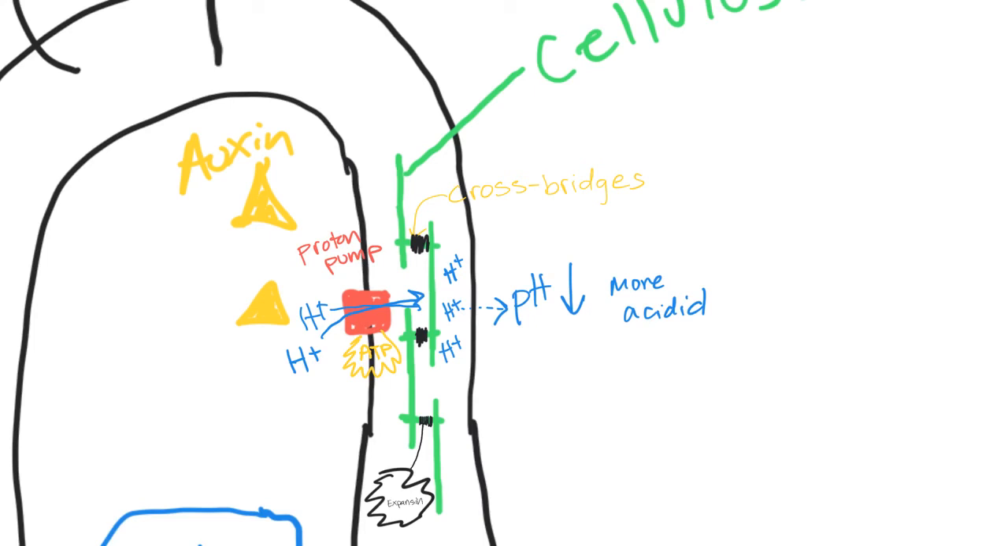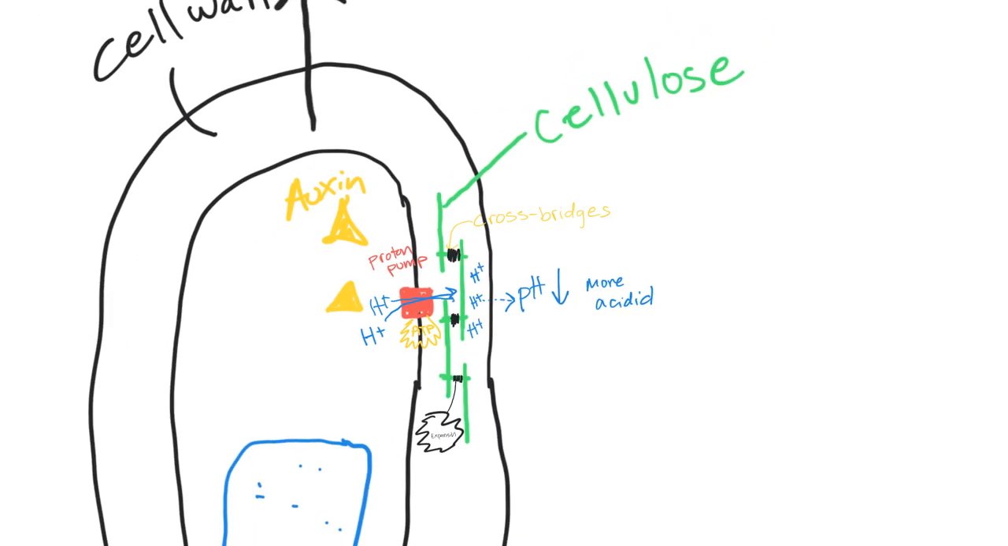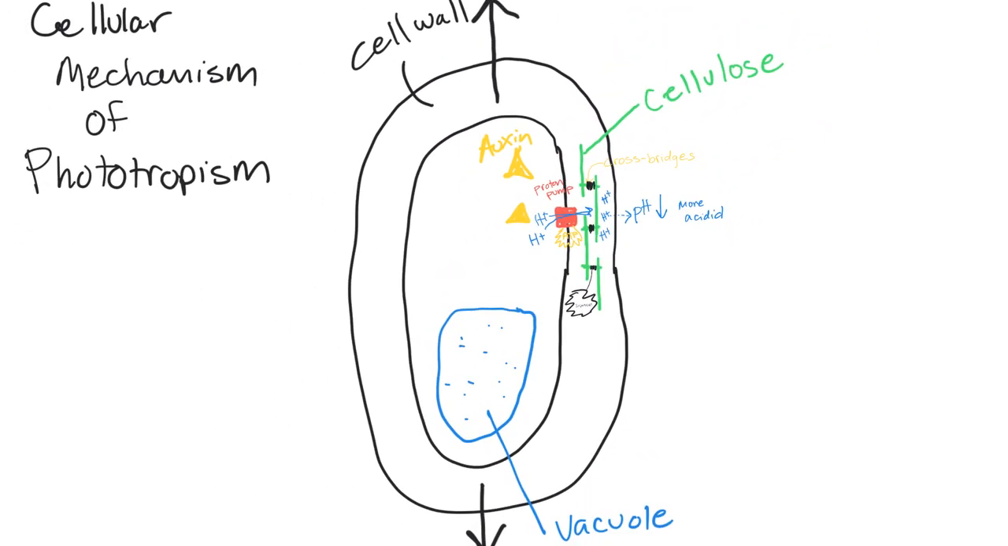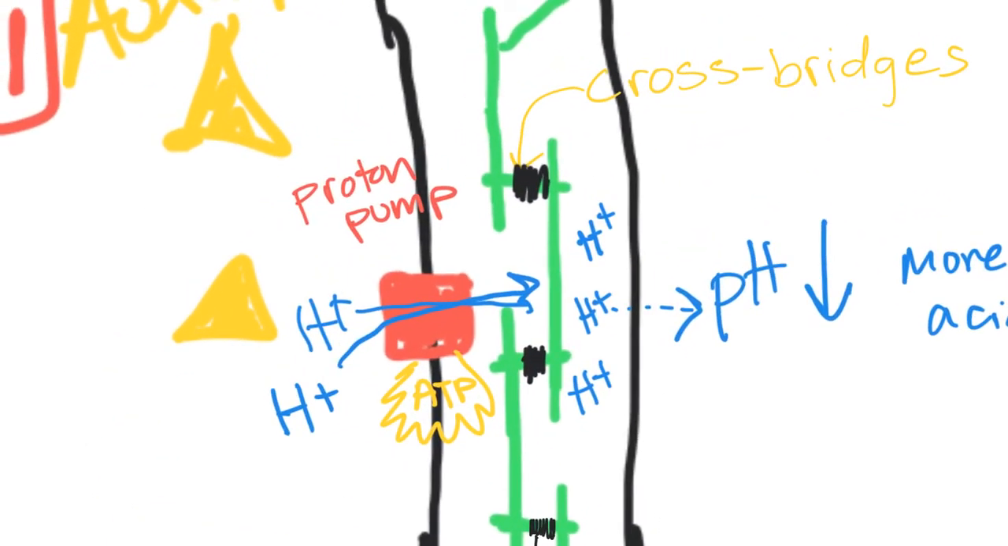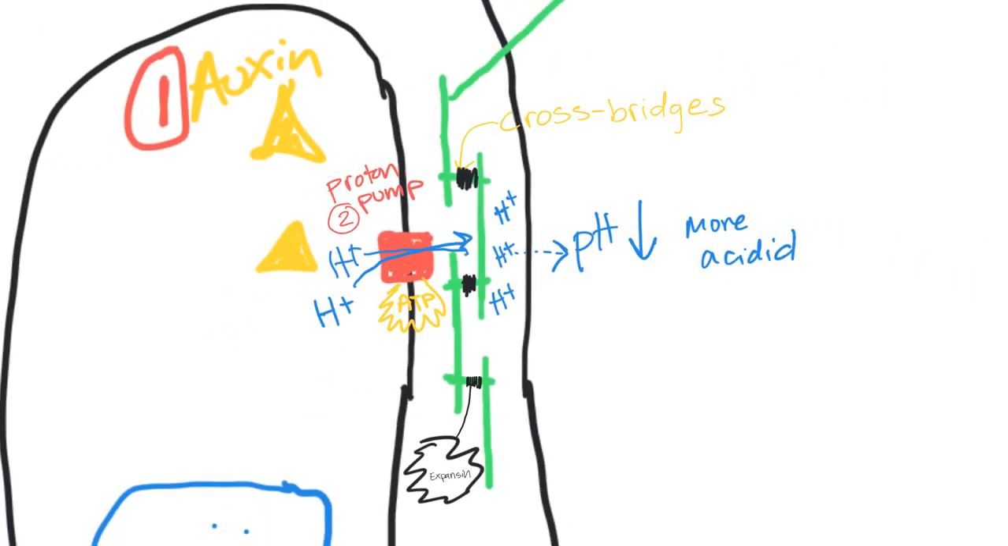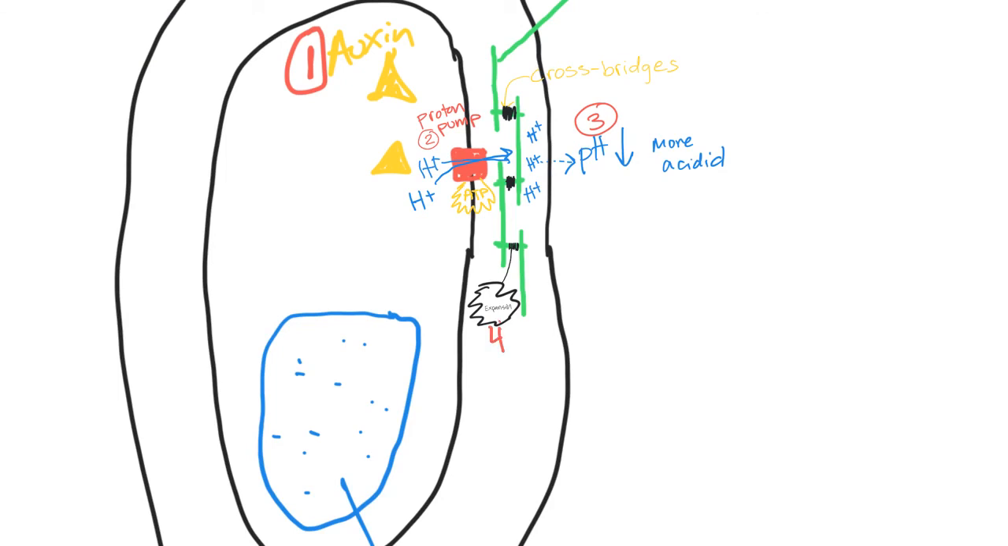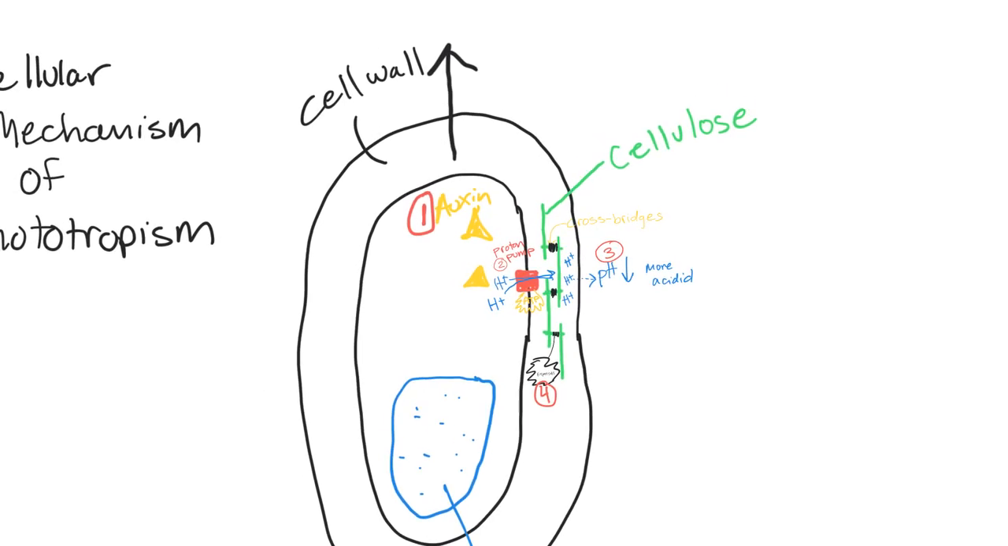Yes? So pH triggers the release of expansin, right? Mm-hmm. Yes. Okay, so if we were to number these, the first step would be auxin. The second one would be the protons going through the proton pump. And then the third one would be the pH decreasing. And then expansin cuts the cross bridges. And then the cell wall expands.